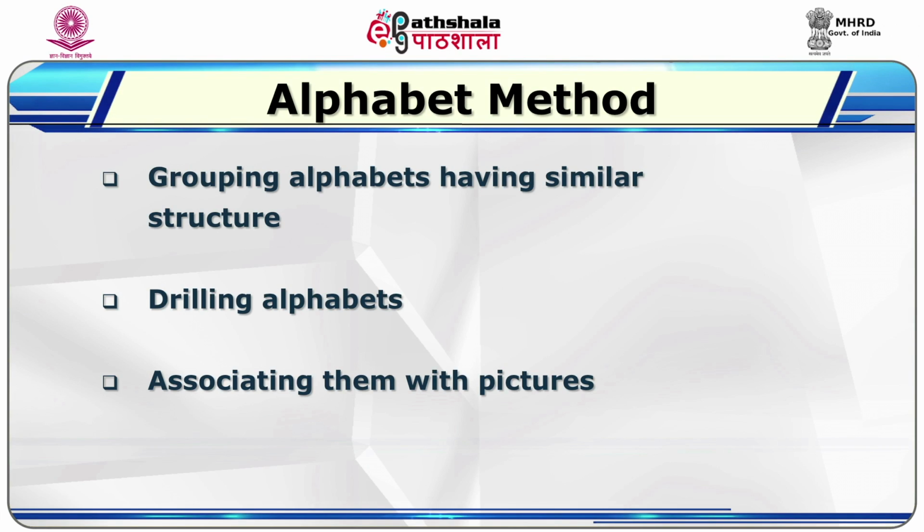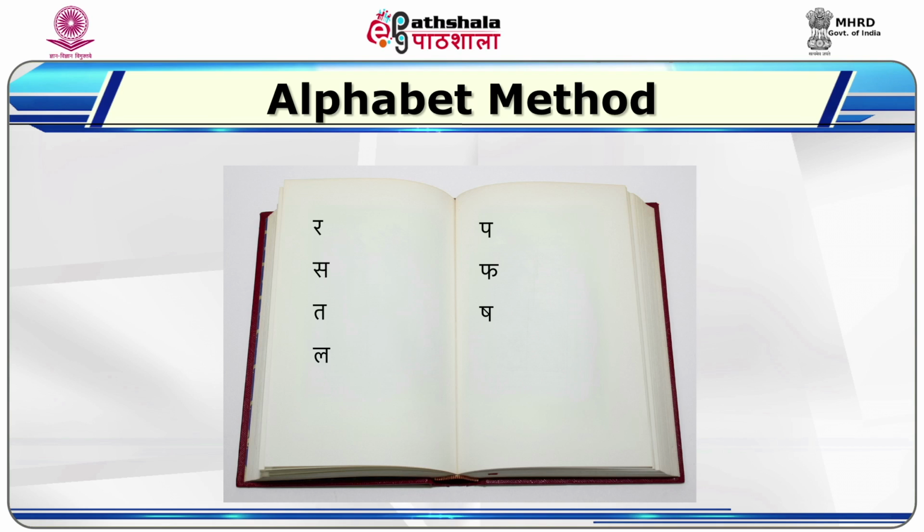The next method is the alphabetic method. In this method, alphabets having similar structure are grouped on each page of the primer, enabling the adults to learn to write the alphabets with ease. These alphabets are drilled by them through connected or unconnected words, phrases and sentences. Pictures are there on each page to help the learners to recognize the alphabets and words.